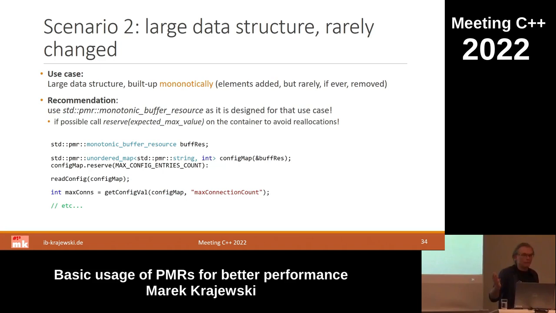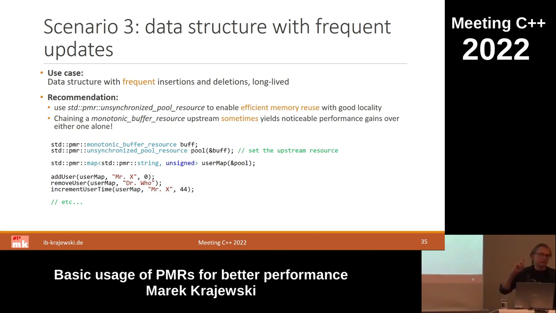Scenario three. We have a data structure. We have built it up, but we update it on and on. So this buffer guy isn't a good fit because it would grow endlessly. So in this case, pool resource would be a good fit. Why?